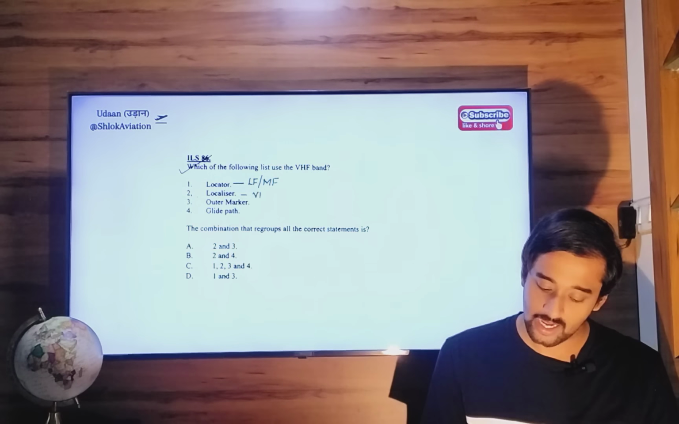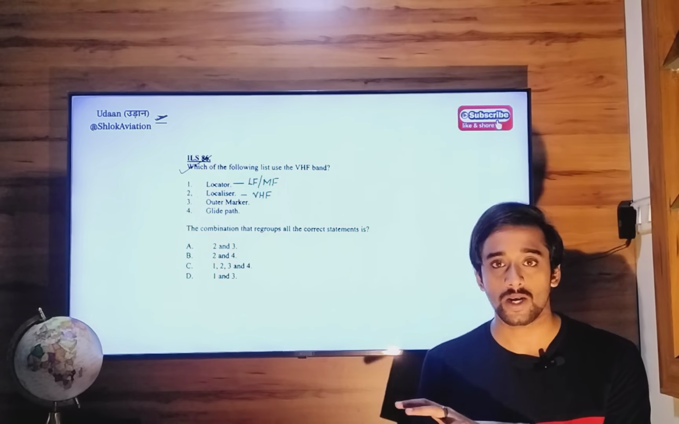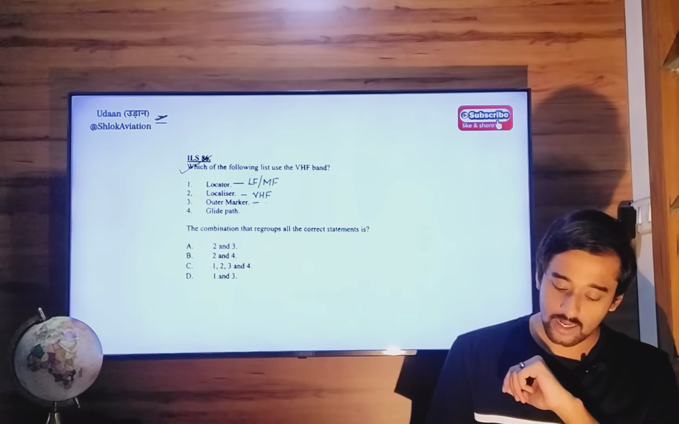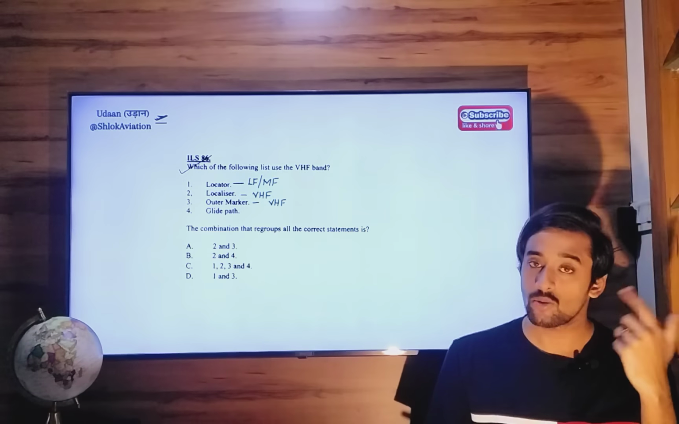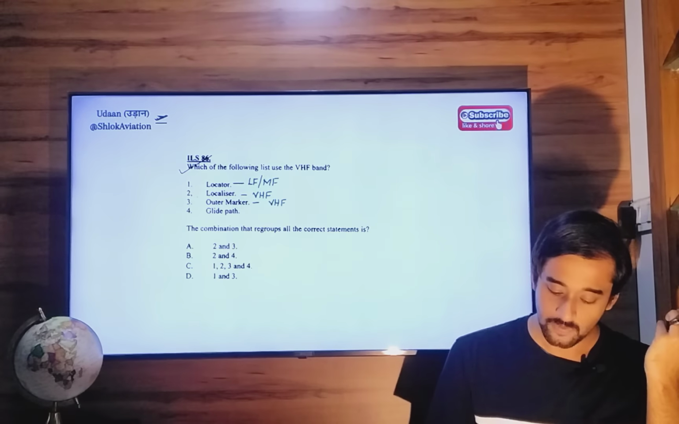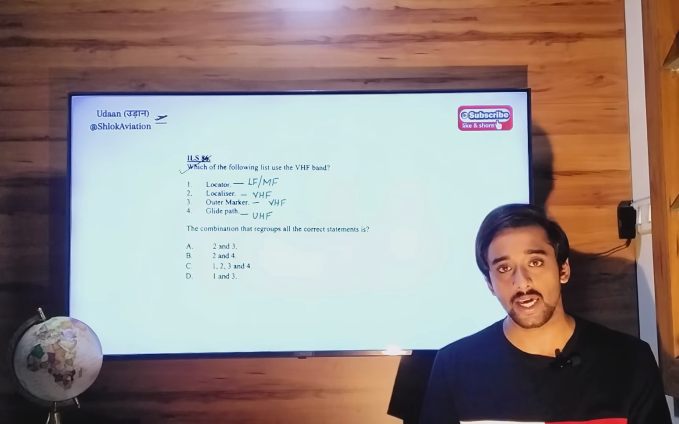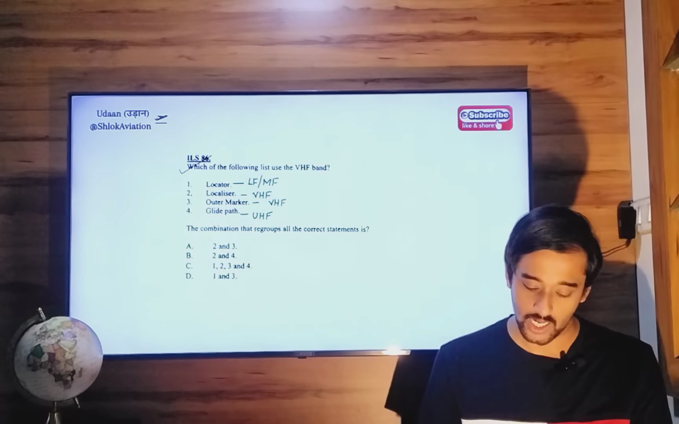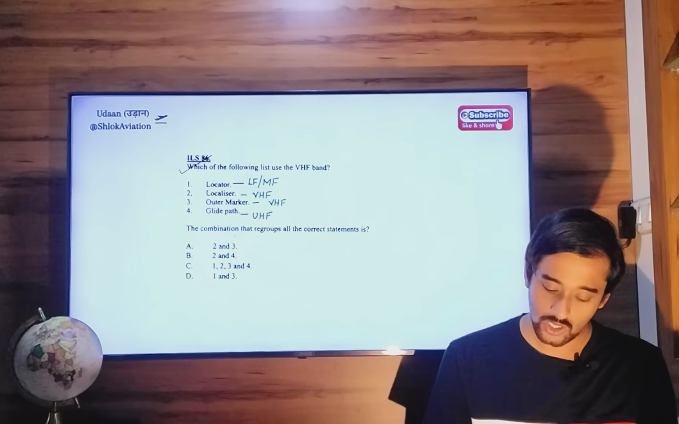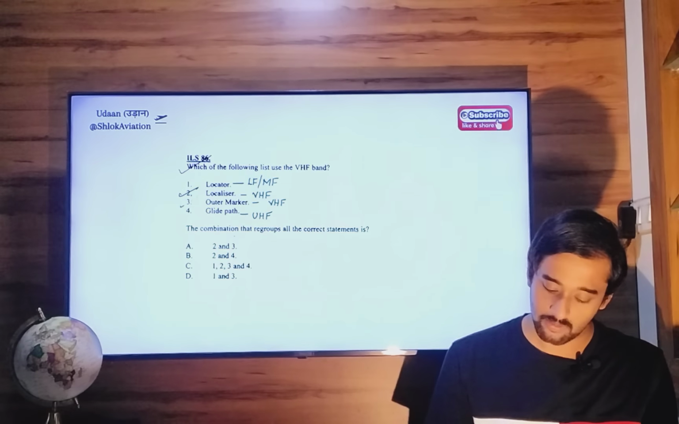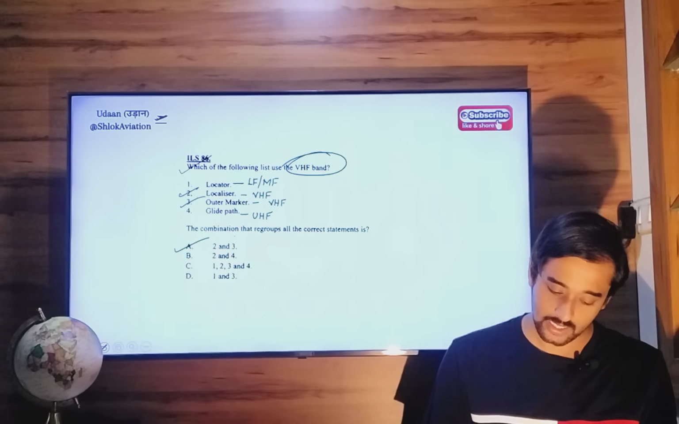Localizer operates in the VHF band, 108 megahertz to 112 megahertz. Outer marker again VHF band, 75 megahertz, amplitude modulated at 400 hertz. Glide path, UHF band, 328 megahertz to 335 or 336 megahertz. So the combination that regroups all the correct statements is statement number 2 and statement number 3. So option alpha.